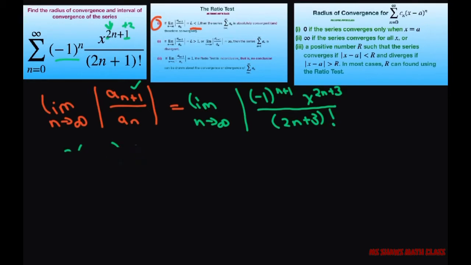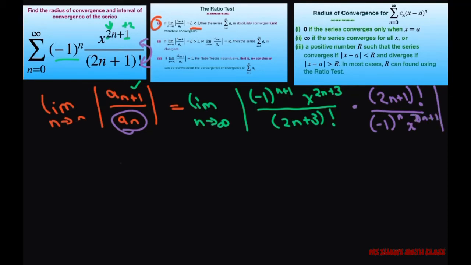Now for the second piece, we have to divide by this, which is the same as multiplying by the reciprocal. So this is going to be times 2n plus 1 factorial divided by -1 to the power of n times x to the power of 2n plus 1. All right, now let's simplify all this.